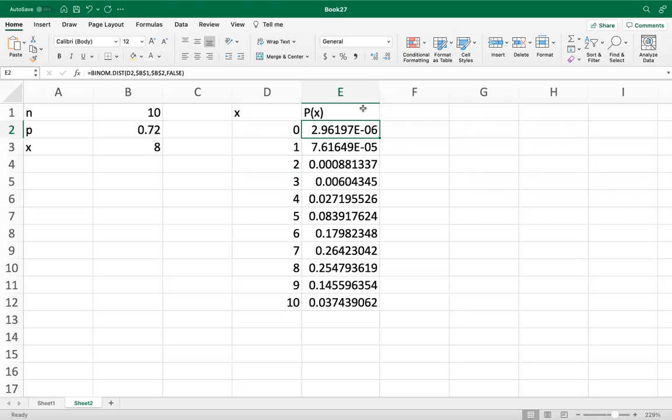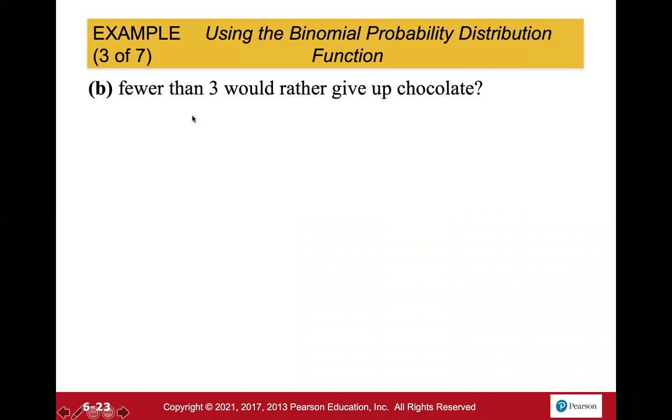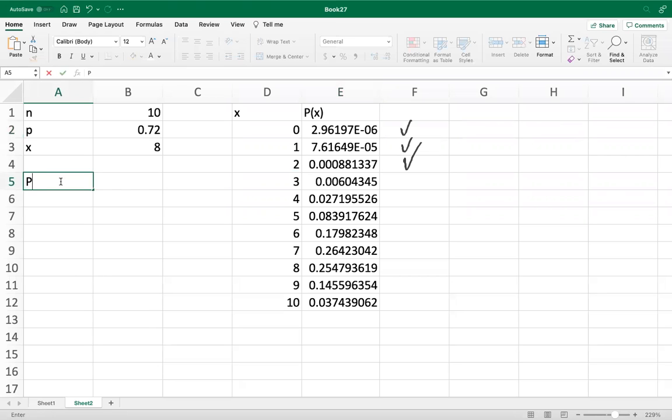So here we have all those different possibilities. What we were looking at is a probability of fewer than 3, which we agreed was 0, 1, and 2. 3 and above is not going to be fewer than 3. So these 3 are the ones that would make it up for us. So now probability of X being fewer than 3, so less than 3.